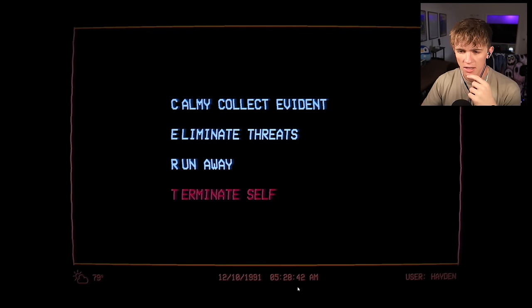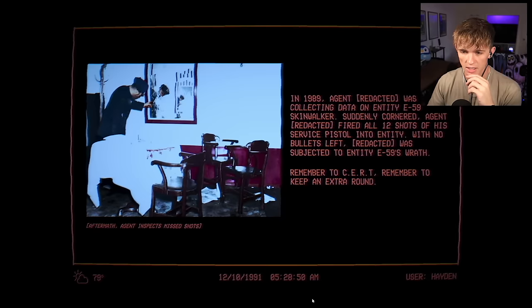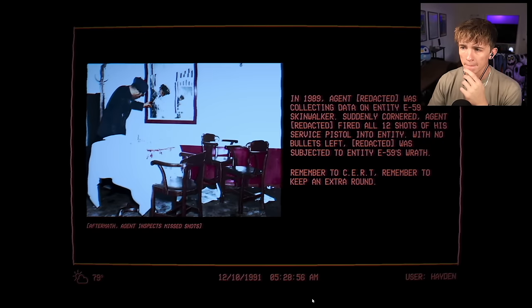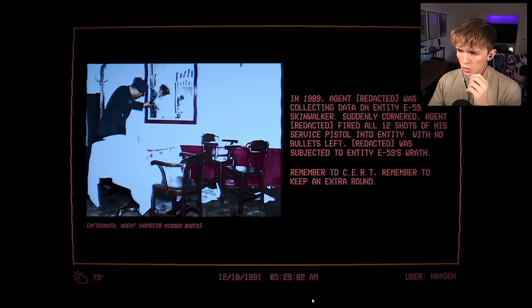Let us look at an example where an agent didn't follow the principles of CERT. He probably didn't follow the terminate self part of it. In 1989, Agent Redacted was collecting data on Entity E-59 Skinwalker. Suddenly cornered, Agent Redacted fired all 12 shots of his service pistol into the entity. With no bullets left, Redacted was subjected to Entity E-59's wrath. Remember to CERT. Remember to keep an extra round.